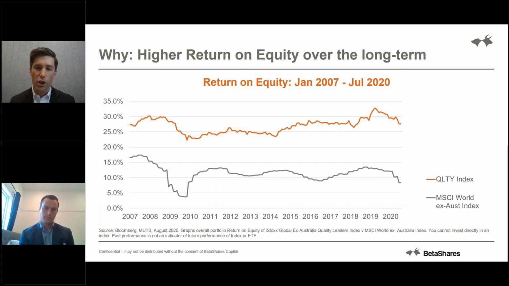To understand how or why quality can deliver this sort of result, you have to look under the hood. And it's all about strong, stable, profitable companies. Profitability in a company is measured by its return on equity. And here we can see the return on equity for the portfolio as a whole of the QLTY index. Across a long period of time, that return on equity is tracking between 25 and 30%, very stable, 3 to 4 times that of the broader market. So that portfolio consists of a very strong, stable portfolio of companies.